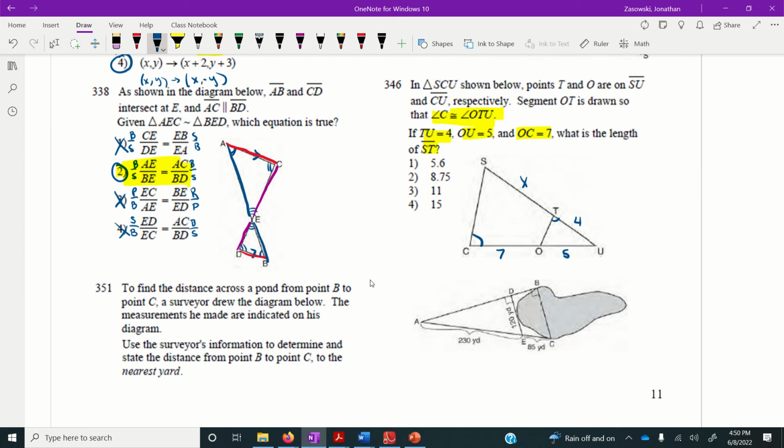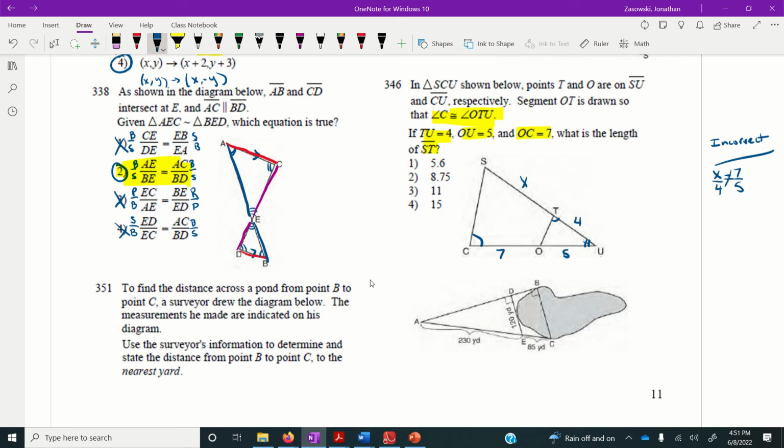So TU is 4, OU is 5, OC is 7, and we're trying to find the length of ST, which is X. Now, the incorrect way to do it. All right? We're going to do this off to the side over here so it's not in the question. Incorrect way to do it is to go top to bottom here. And the reason we can do a proportion is because angle U is equal to itself. We have a little reflection. So we have angle to get the triangles congruent. Now, if you do X over 4 from this side and then try to do 7 over 5, this is incorrect. This is not true, okay?